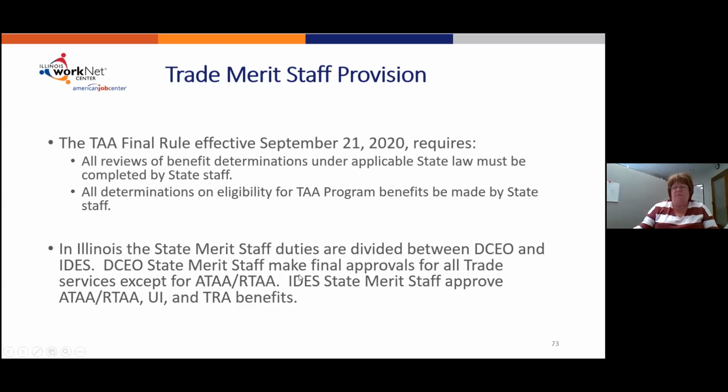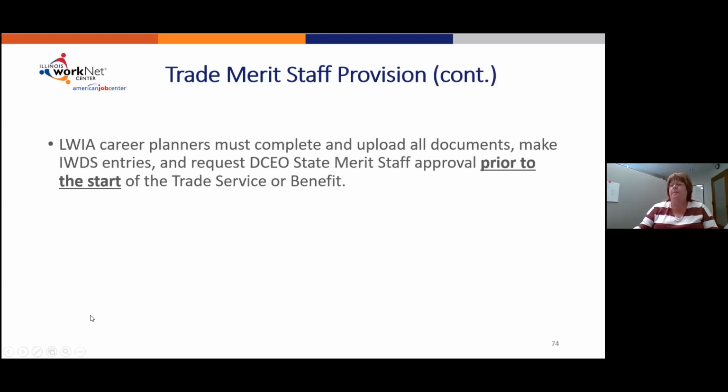DCEO state merit staff make the final approvals for trade services except for the ATAA and RTAA. IWDS state merit staff approve ATAA, RTAA, UI, and TRA benefits. So nothing really changed with this. It's just operating the way we've always operated, but that's what it says in the regulations as far as how those determinations have to be done.